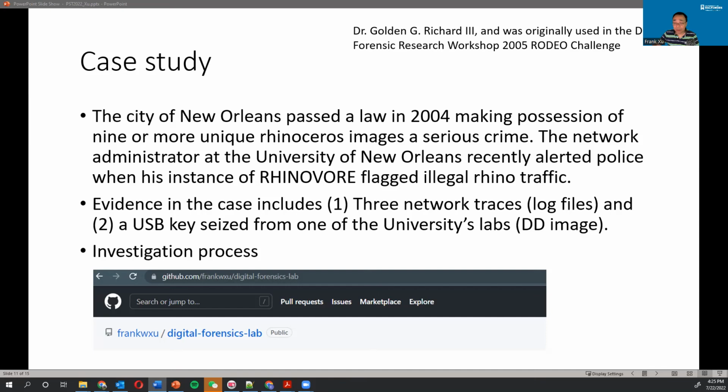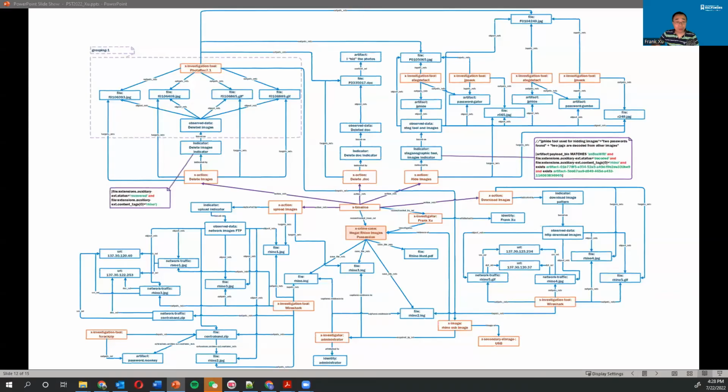Evidence in the case includes 3 networking trace or log files, and a USB key seized from one of the university's labs, which is a DD disk image. We have built a DFKG based on the investigation process. If you are interested in the investigation process, you can access it using the GitHub link. The DFKG shows the captured digital forensic intelligence of the case.